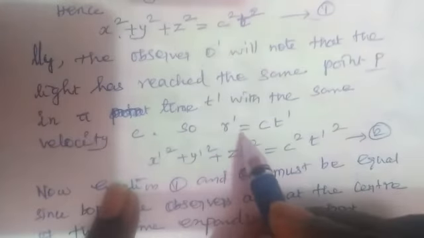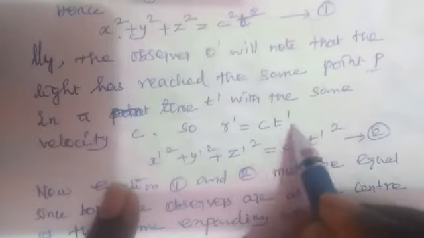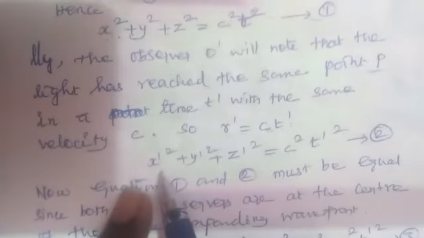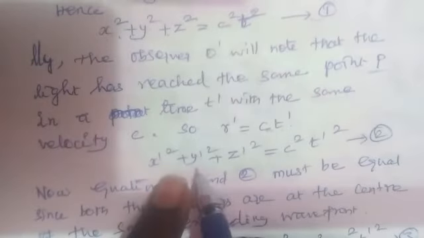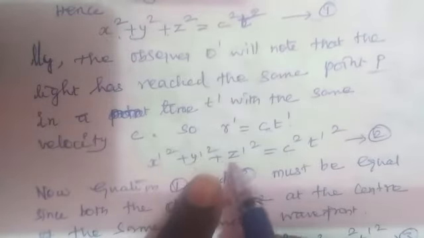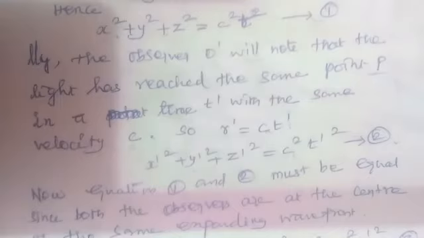Similarly, the observer O dash will note that the light has reached the same point P in a time t dash with the same velocity c. So r dash is equal to c t dash. So we have x dash square plus y dash square plus z dash square is equal to c square t dash square. This is equation number 2.